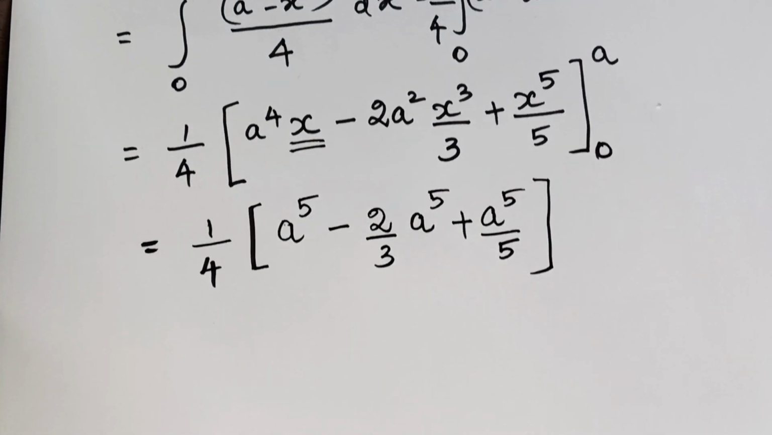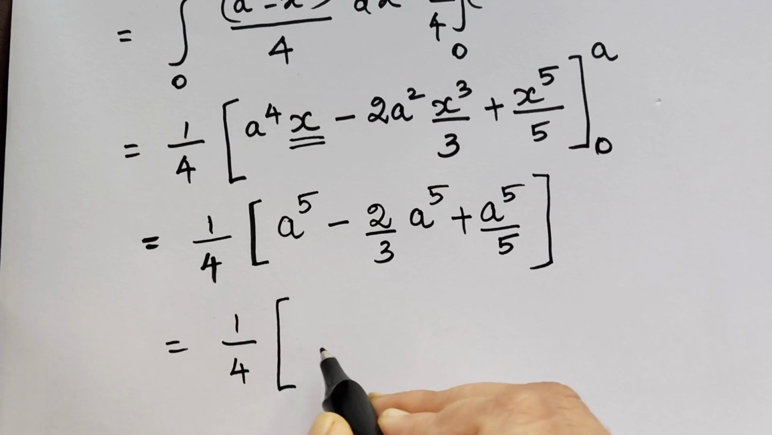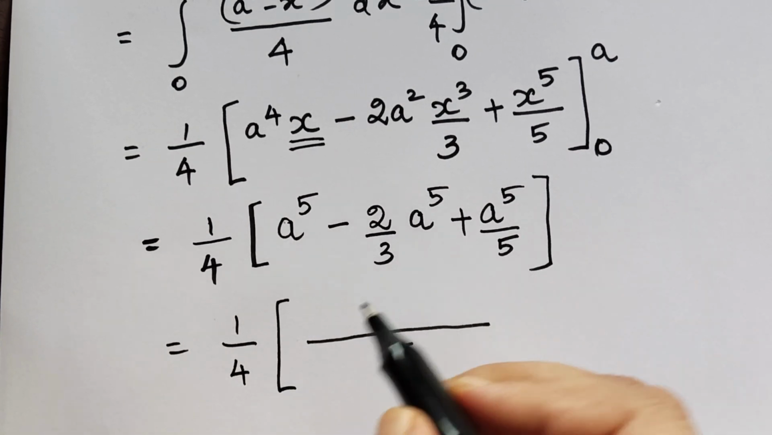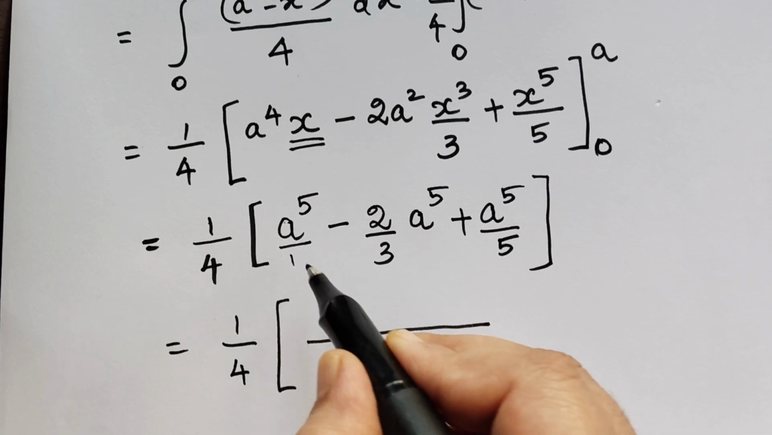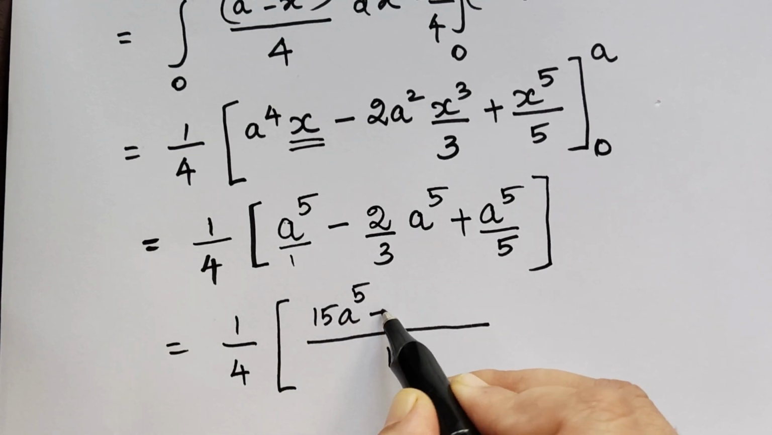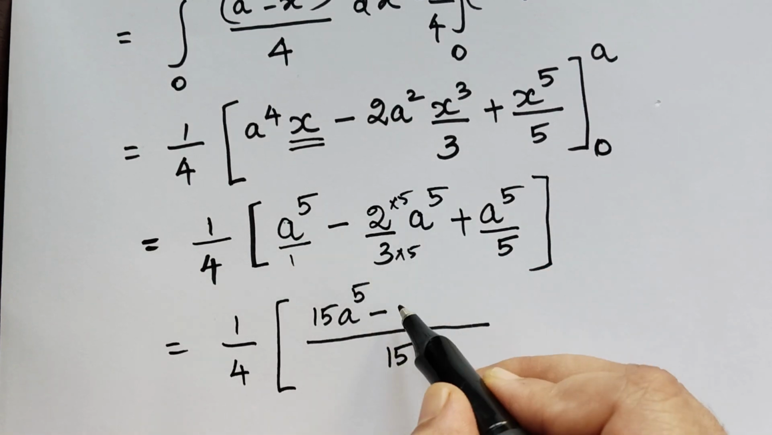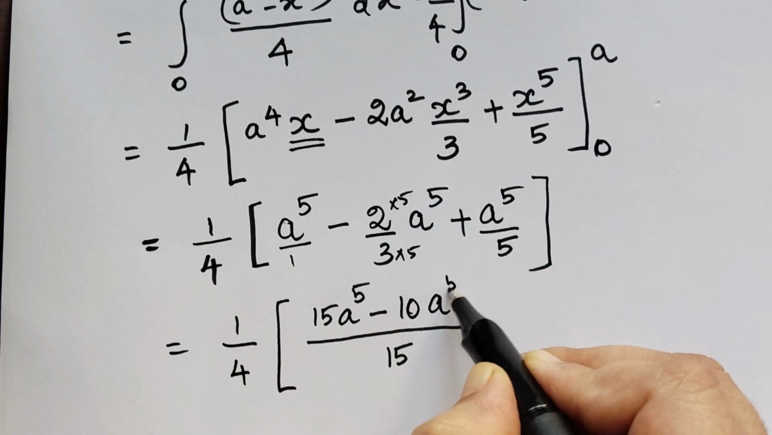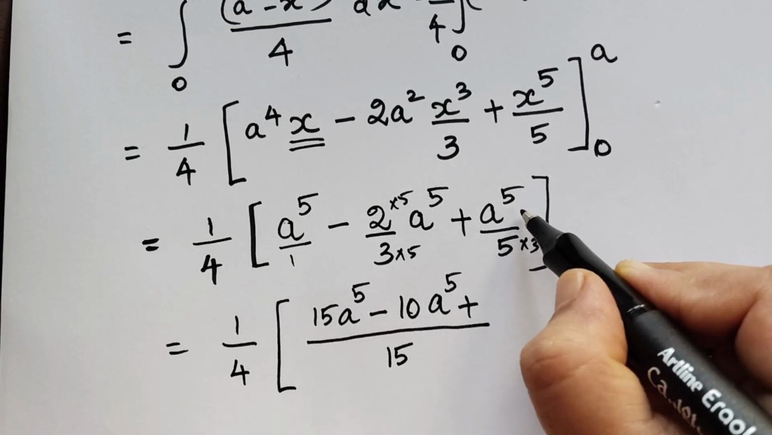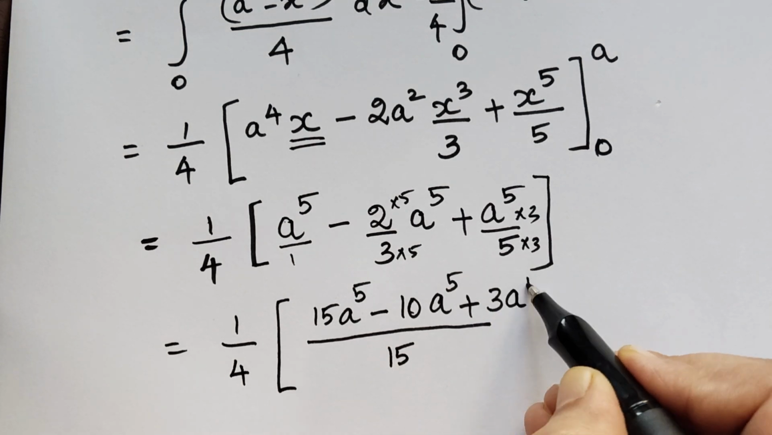Now the next step is we have to simplify this. So this will be equal to 1 by 4. Within the bracket we can take the LCM. 5 times 3 is 15, so here we will have 15a to the power 5, minus this multiplied with 5. So 2 has to be multiplied with 5, so it is 10a to the power 5, plus this has to be multiplied by 3 in order to get 15, so 3 multiplied with the numerator gives 3a to the power 5.